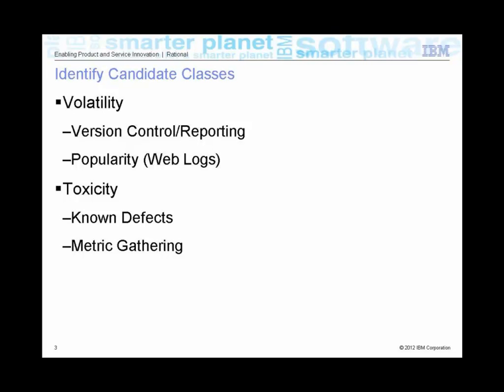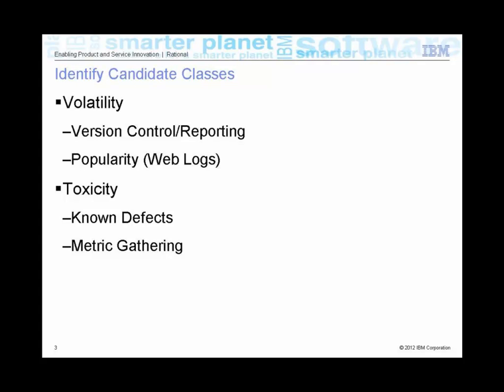So from a volatility perspective, we're looking at the classes that are changing the most and are most popular, meaning they're used in pages that people like to visit and perform functions from, because that's going to give us the most bang for the buck.